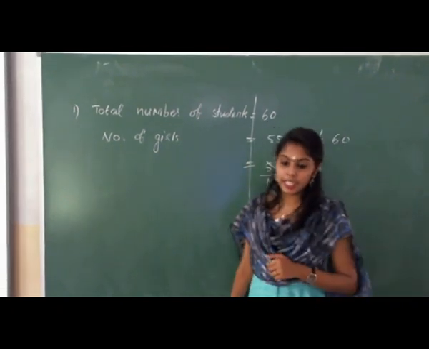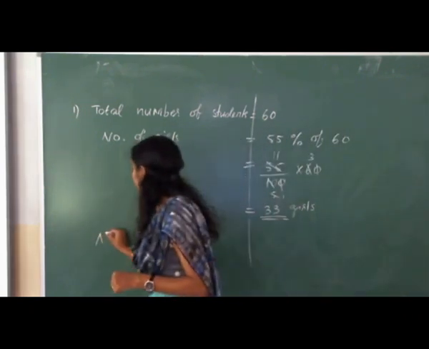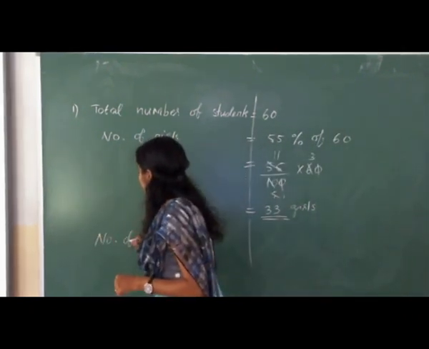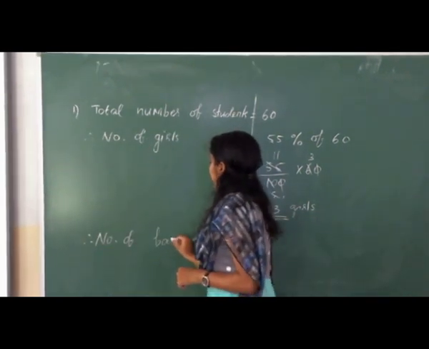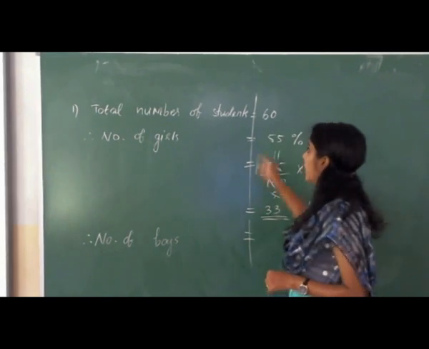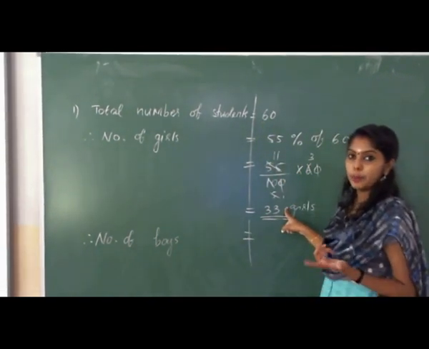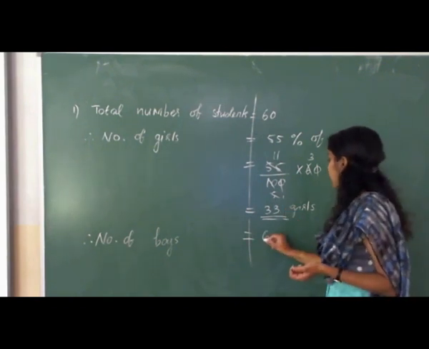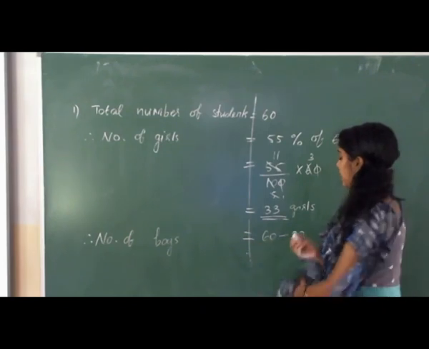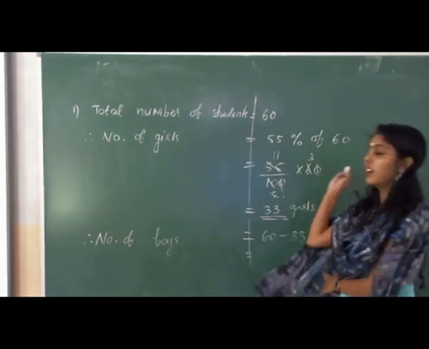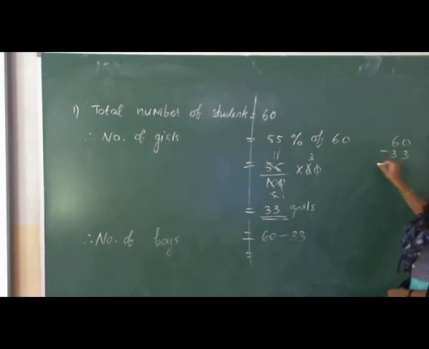Then one more question, the second one. How many students are boys? Can you find the number of boys? Total number of students is 60. Out of that, 33 are girls. Then the remainder are boys. That is 60 minus 33. What's the answer? 60 minus 33.